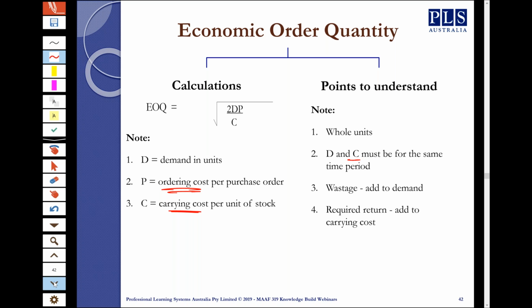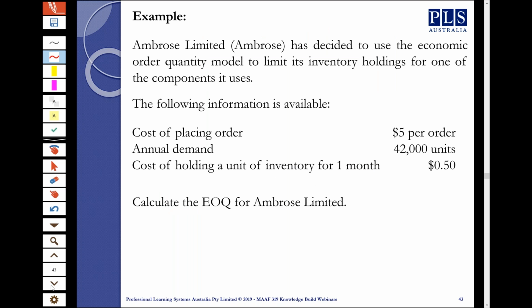So if we build that through, pick up on the fact that we've got Ambrose, decide to use EOQ model to limit its inventory holdings. Following information is available: cost of placing an order is $5 per order. Annual demand is 42,000 units. Cost of holding a unit for 1 month is 50 cents. So straight away, I trust you've noted I've gone annual demand, cost of holding for 1 month. So we're going to have to equate those as we do our formula.